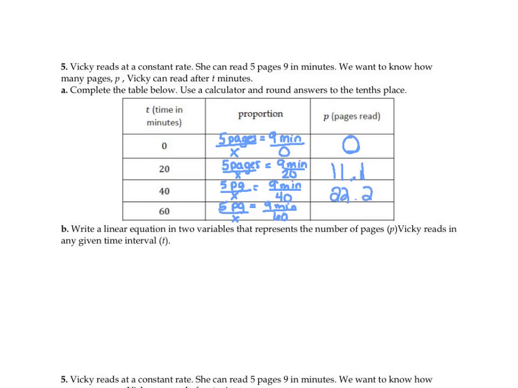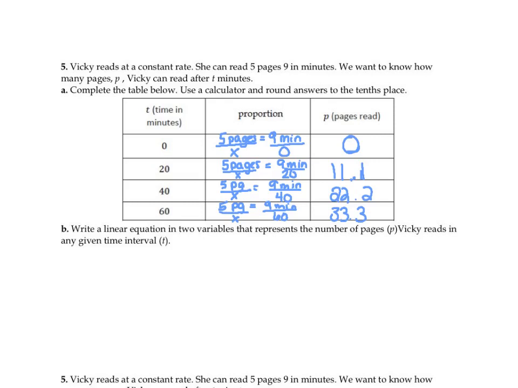5 times 60 divided by 9. It's going to give me 33.3. Again, not putting a repeating bar there. And it says to write a linear equation in 2 variables that represents the number of pages P that Vicky reads in any given amount of time.